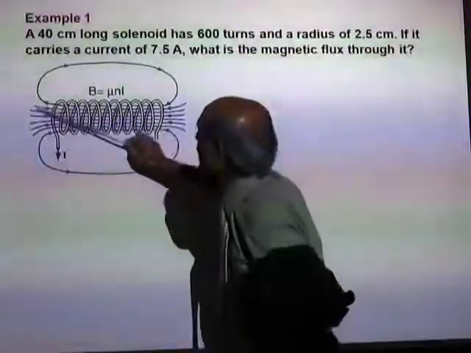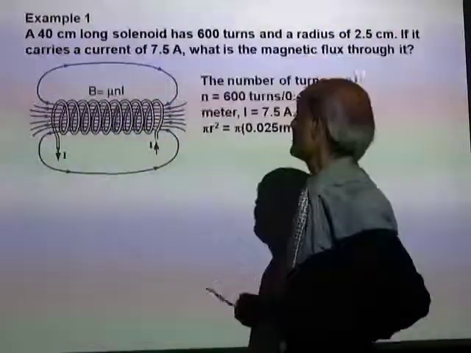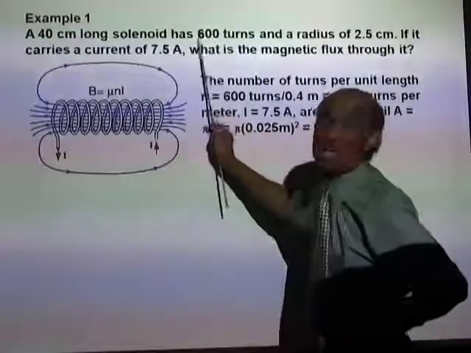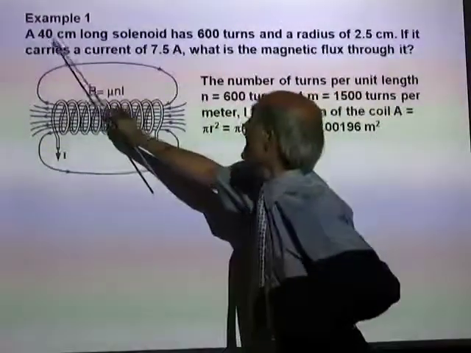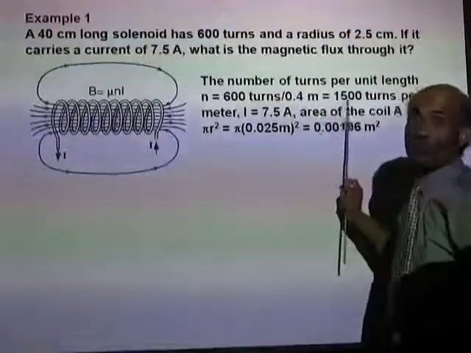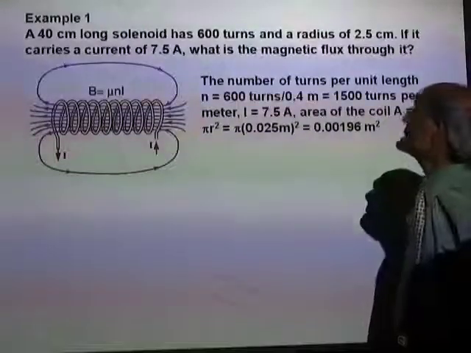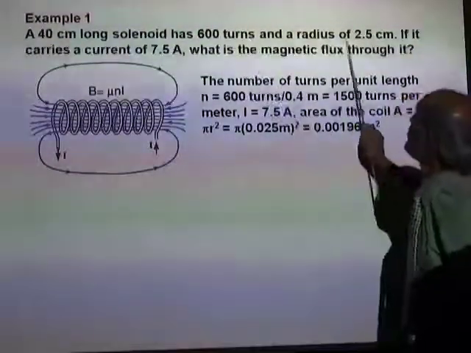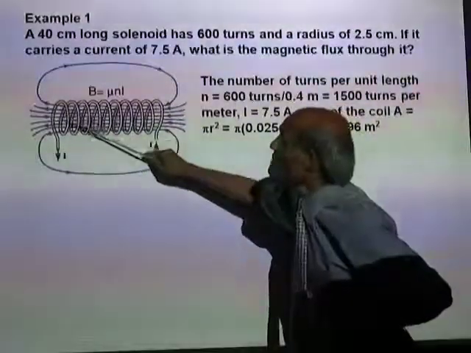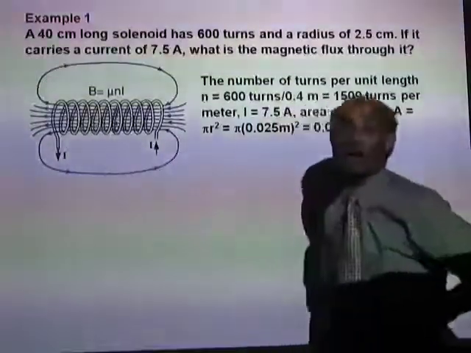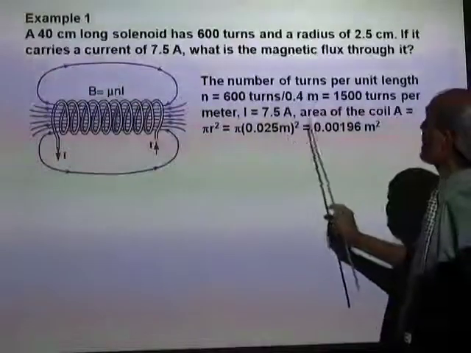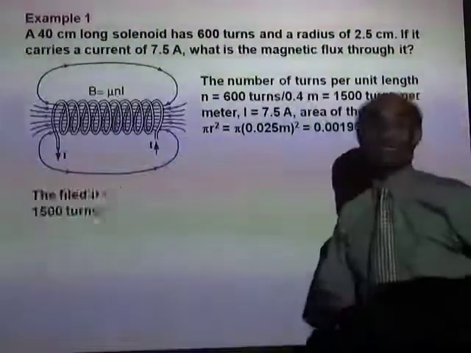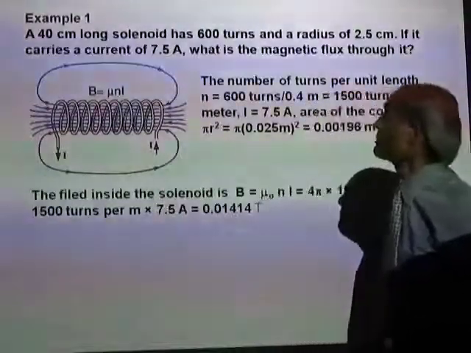Now, when current flows in the solenoid, there will be a magnetic flux linked with it. So the number of turns per unit length: the length of the solenoid is 40 centimeter and there are 600 turns. Therefore, what is the number of turns per unit length? It will be 600 turns divided by 0.4, that is 1500 turns per meter. The current is 7.5 ampere and the solenoid has a radius of 2.5 centimeter. The area will be pi r squared, that is pi times 0.025 squared, which is 0.00196 meters squared. We have everything that we need to obtain the total flux that crosses the solenoid.